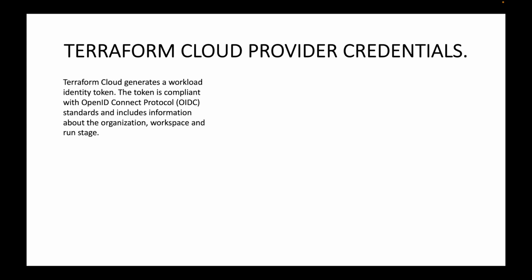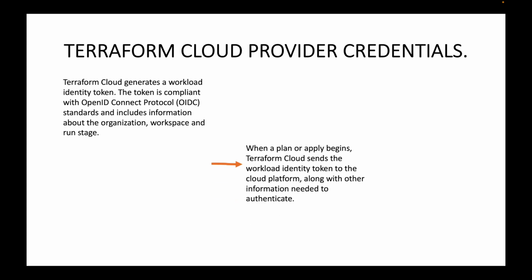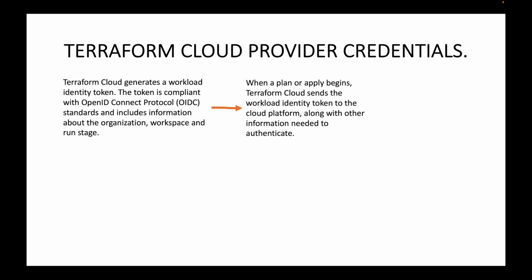So here is the process that generally Terraform Cloud follows to authenticate to the respective cloud platform. Terraform Cloud generates a workload identity token. This token is compliant with OpenID Connect protocol standards and includes information about the organization, workspace, and run stage. Post that, when a plan or apply begins, Terraform Cloud sends the workload identity token to the cloud platform along with other information needed to authenticate.